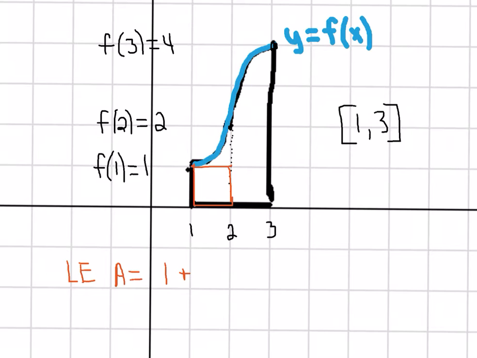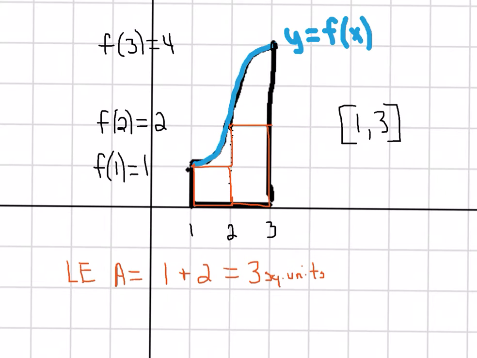Plus, my next one is up here at f of 2. I'm going to go over, and this is my rectangle. So f of 2 is 2 times 1, and 2 times 1 is 2, and so I have an approximation of 3 square units. Now, just by looking at the boxes, you can tell that's going to be very under what I need because I'm missing a lot.